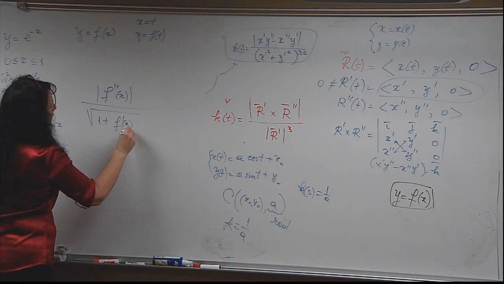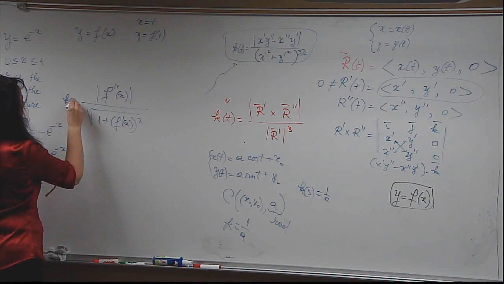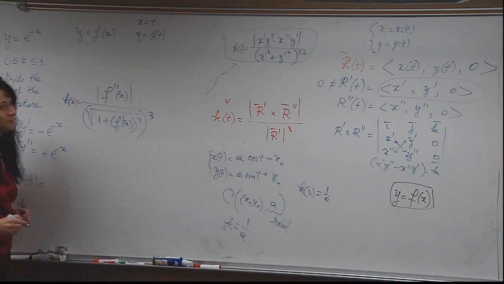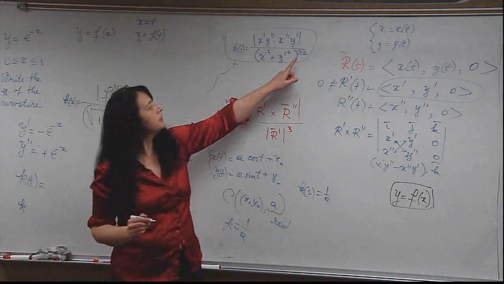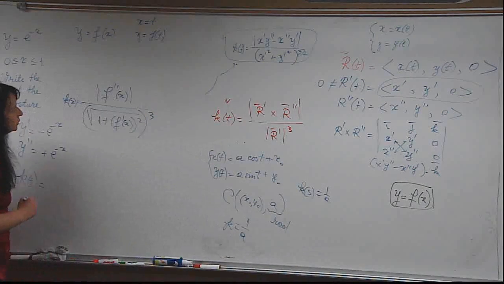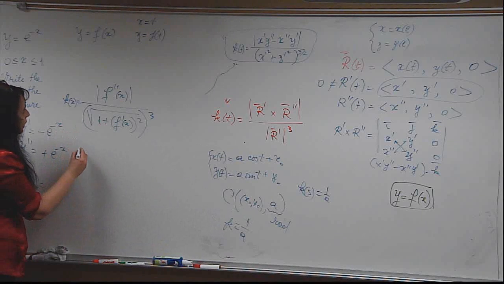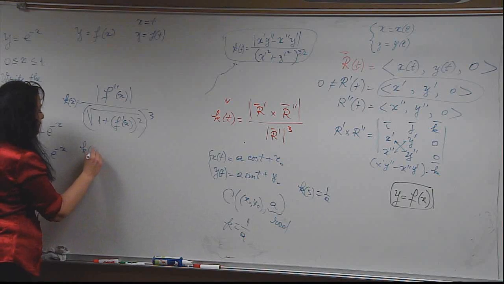So the formula that I want you to use: k of x will be f double prime over the quantity 1 plus f prime squared, to the power 3/2. Remember that 3/2. You can use the 3/2 or you can use the square root cubed. Now for this one, is it hard? No. That's a piece of cake.